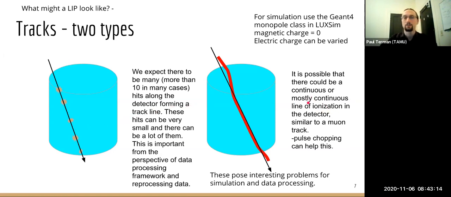Now, the second type of track that we could find is where we have this long, continuous, or mostly continuous block of ionization. This would be much similar to what we would see from a muon cutting through the detector.